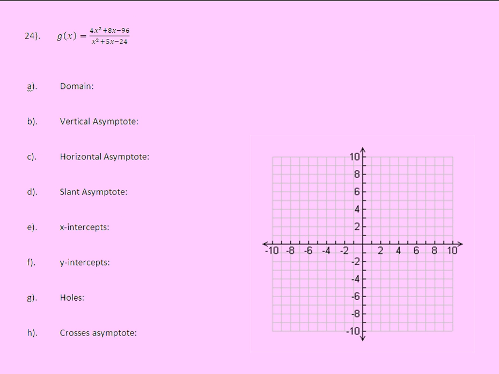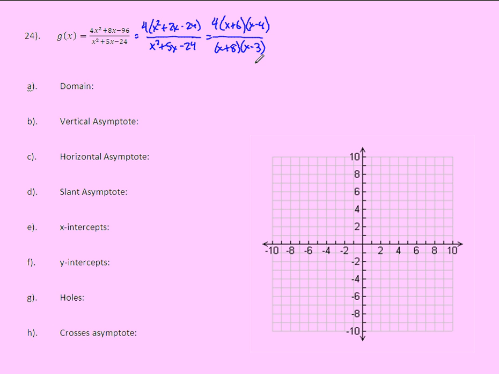Alright, for 24, same steps. First factor, I'm going to pull out a 4. I'll be left with x squared plus 2x minus 24 on top, x squared plus 5x minus 24 on the bottom. Factor it some more. I'll have x plus 6 and x minus 4 up top. And on the bottom, I should have x plus 8 and x minus 3.